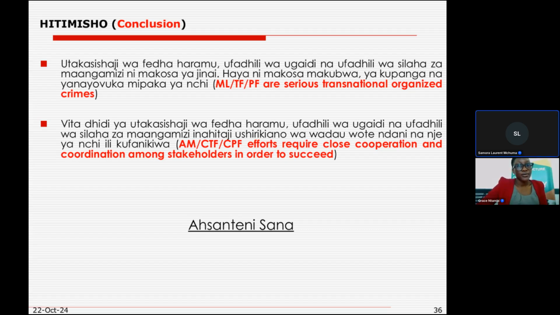So, as I said before, money laundering, terrorist financing, and proliferation financing are serious transnational organized crimes, and they have serious repercussions. And so close cooperation and coordination among stakeholders are required in order for us to succeed.